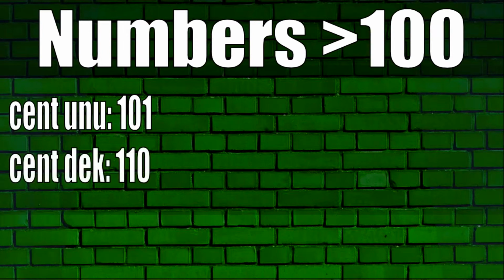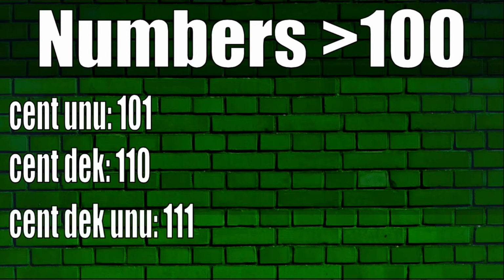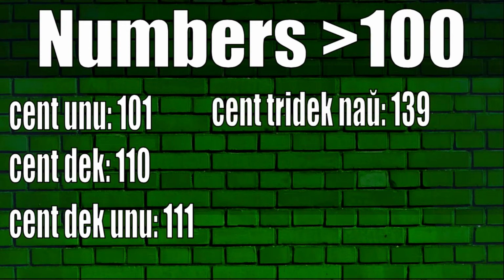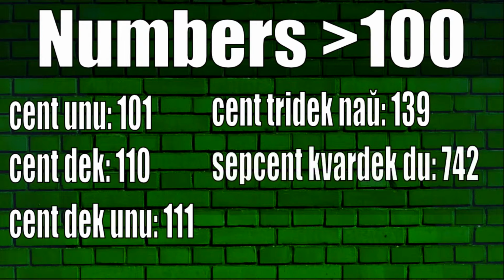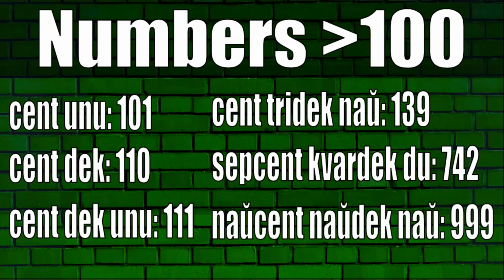Cent dek, 110. Cent dek unu, 111. Cent tridek nau, 139. Sepcent kvardek du, 742. Naucent naudek nau, 999.